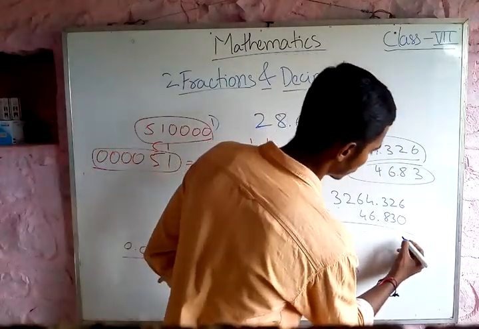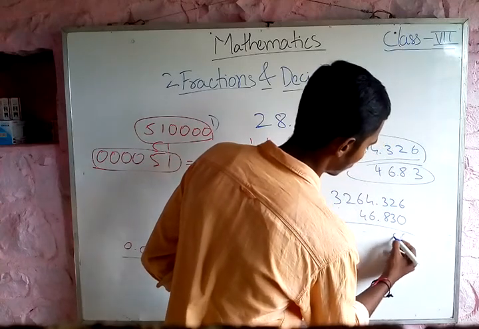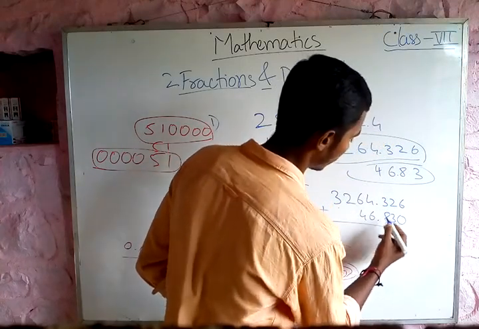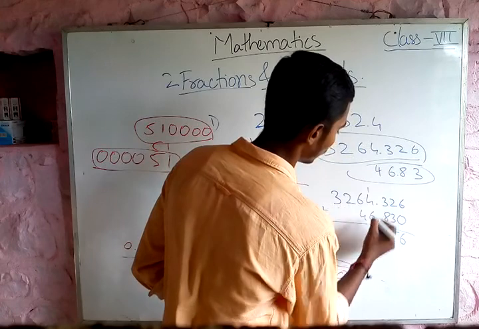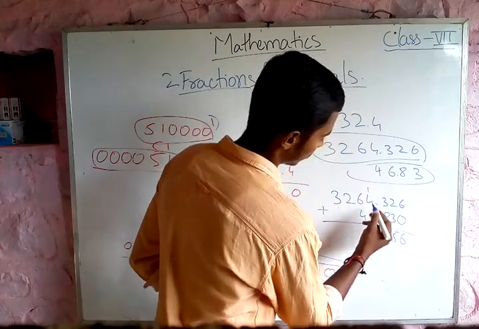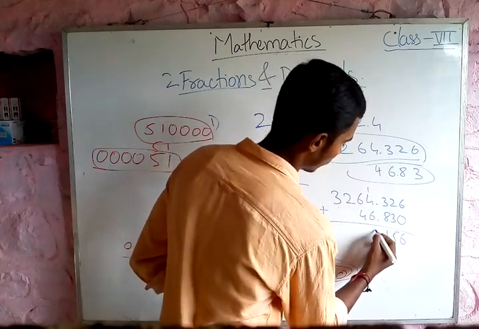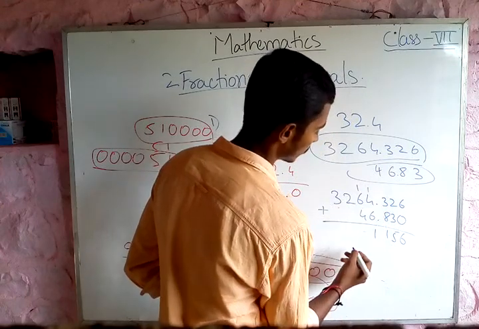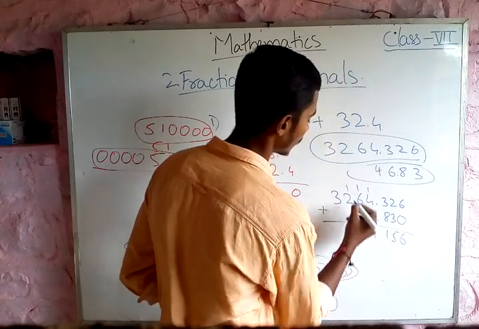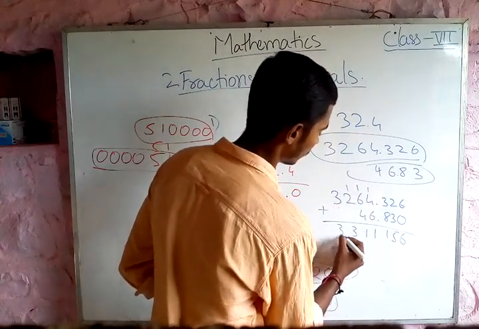So 6 plus 0 is 6. This is 5, 2 plus 3. This is 3 plus 8 is 11, 1 carry. And this is 5 plus 6 is 11 again, and this is 11 again, then 3 and 3.